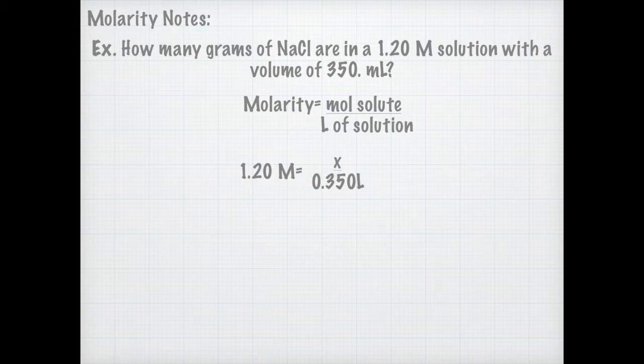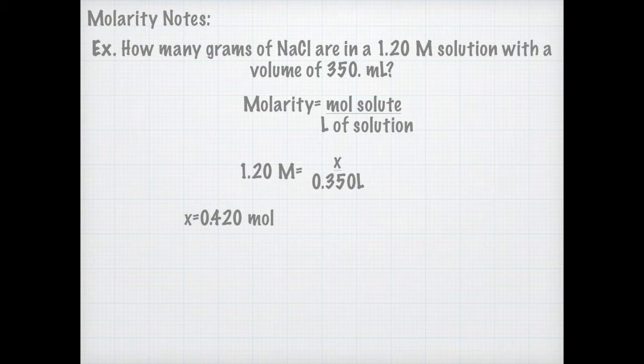Now to solve for X, which is my moles of solute, I need to take 1.20 and multiply that by 0.350, and that will give me my number of moles, which is 0.420 moles. Now I know that 0.420 moles of my sodium chloride was dissolved to create a solution of 350 milliliters. But that's not what the question's asking. The question's asking how many grams of sodium chloride.